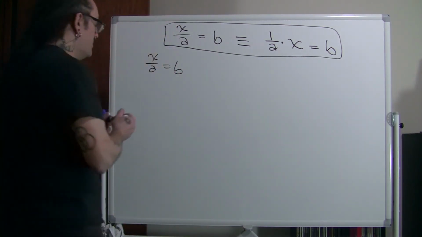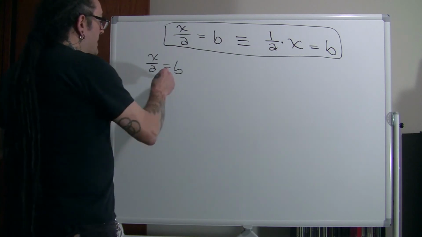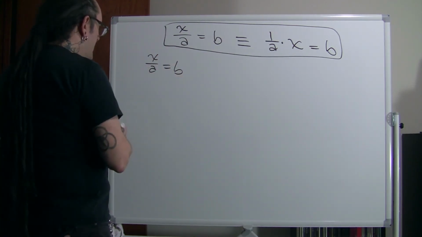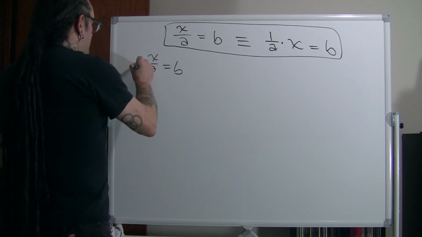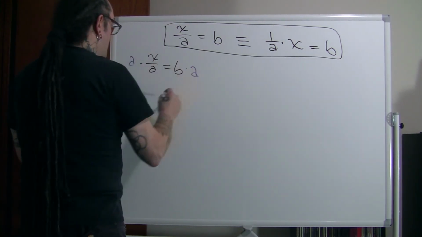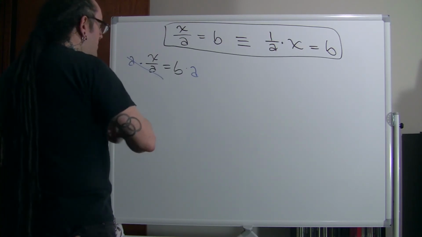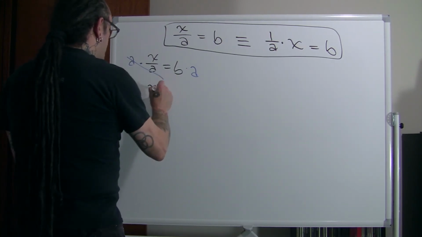Another thing that math teachers don't talk about. This one we said it's a division problem, right? X divided by some number equals some other number. So we multiply by a, right? And the a's cancel, and I get x equals b times a.